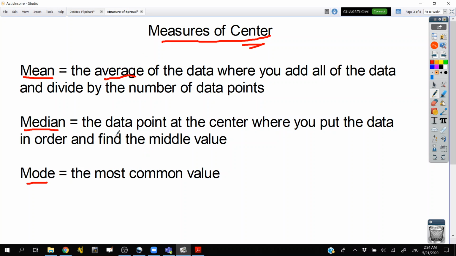The median is the data point at the center. You put all the data in order and you just find the one that's in the middle. So the mean, we actually find an average. The median, you just find the middle value and that's it. The mode, you just find the most common value. The mode is kind of the least useful of these three, but there are times when the mode makes the most sense. So let's look at examples of all three.